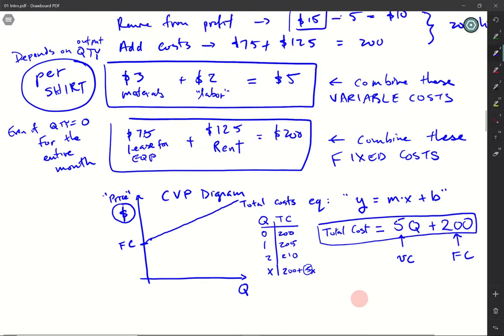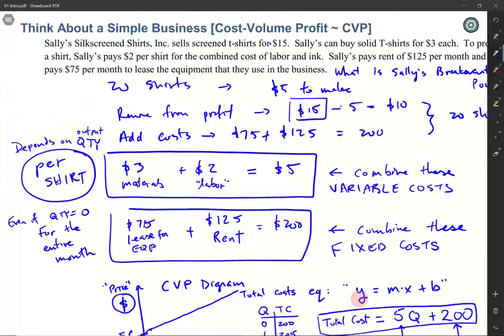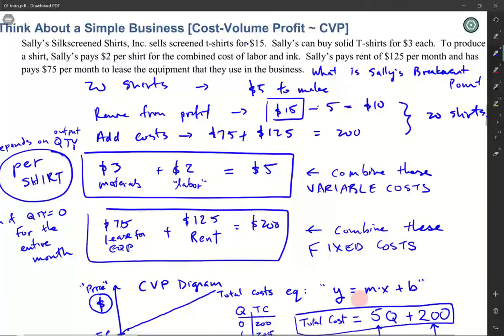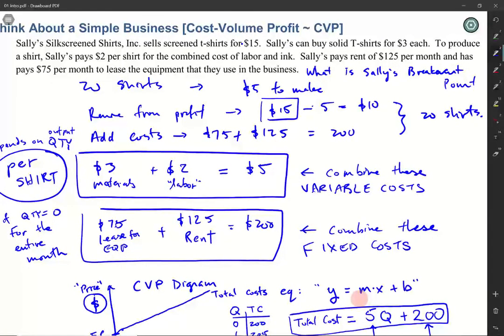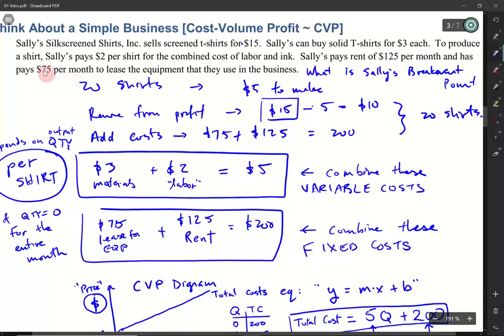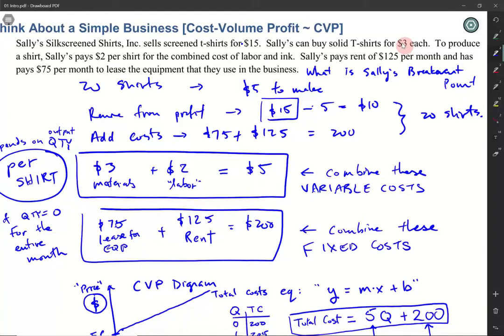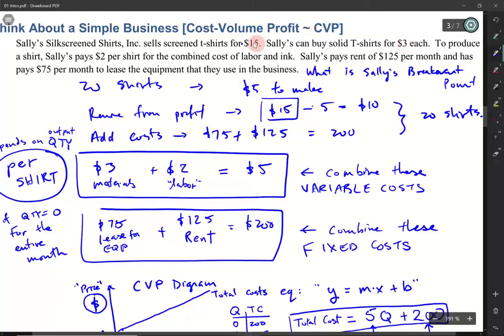So there is another number that we haven't used from this problem, another very important number. Of course, we've used a lot of numbers from this problem, like we've used the 75, we've used the 125 as fixed cost, right? We've used the 2 and we use a 3 as variable costs. But there's another really important number that we haven't used yet, and that's the price, which is $15 per shirt.